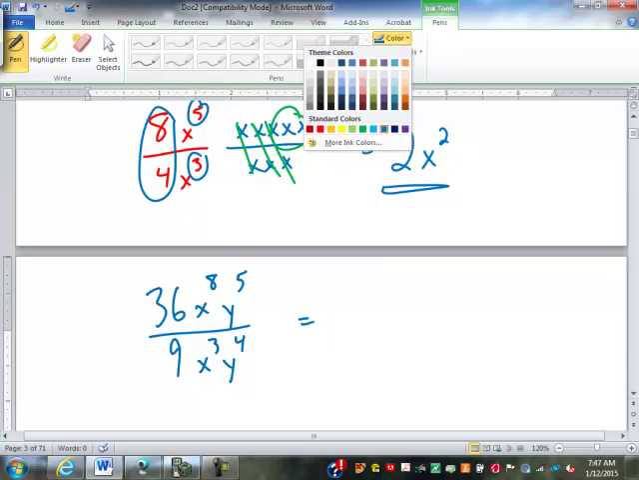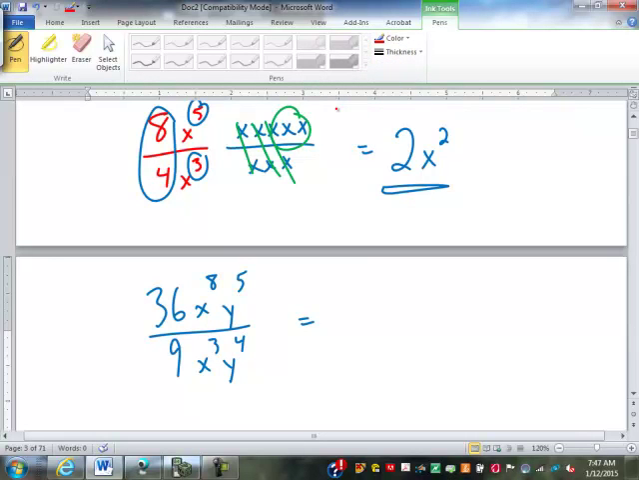So what are we going to get here? 36 divided by 9 is 4. X to the 5th, okay. Y to the 1 or just y?